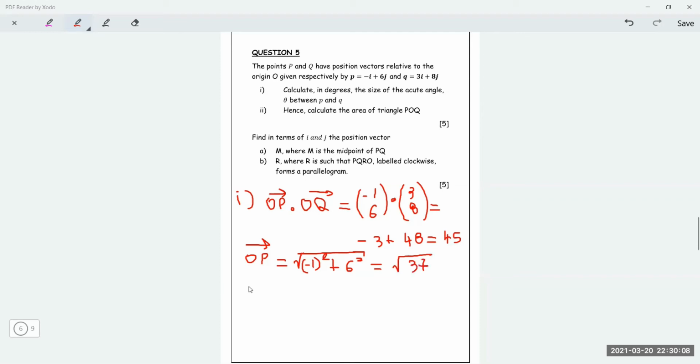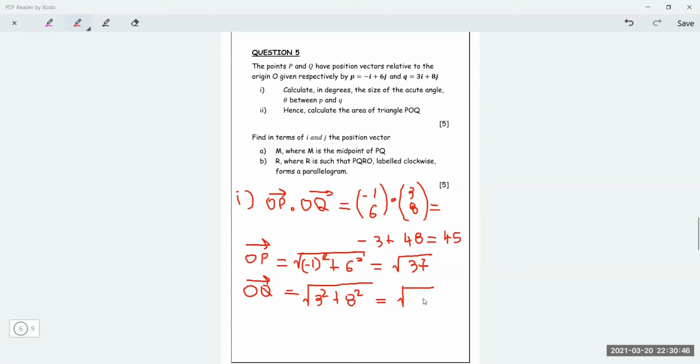Then now we need the magnitude of OQ. The magnitude of OQ is the square root of 3 squared plus 8 squared. That's going to be the magnitude of OQ, and square rooted, that's the root of 73.